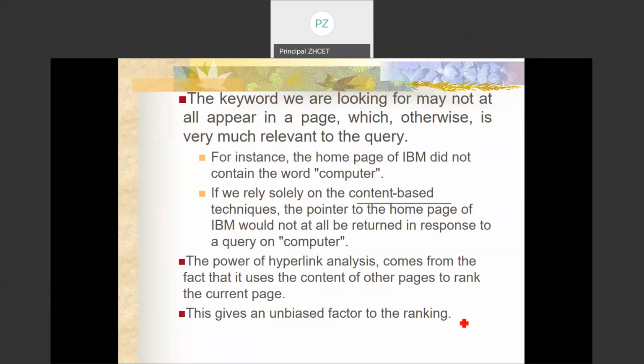So in our next lecture, we will see how can we do away with these couple of problems that are inherently there in the content-based technique. So we will continue from here.